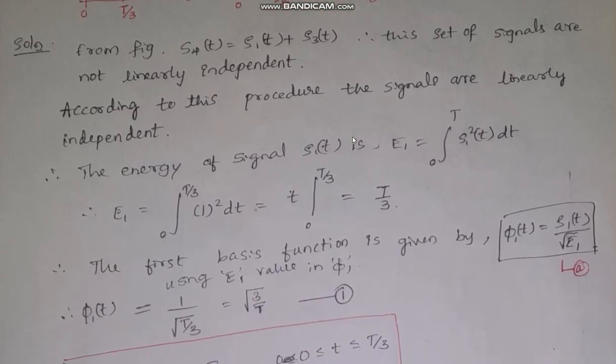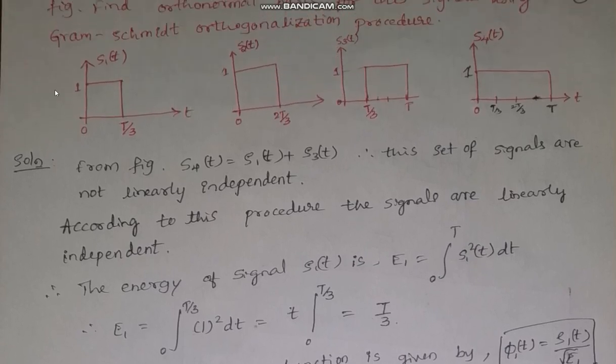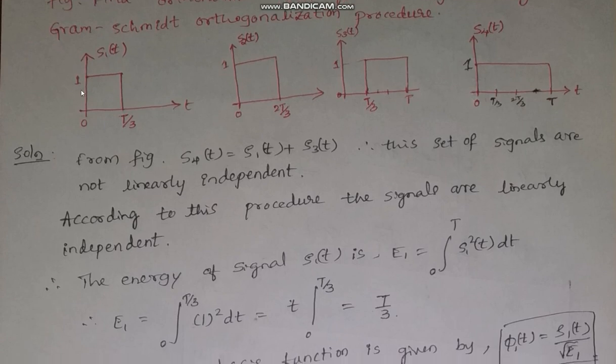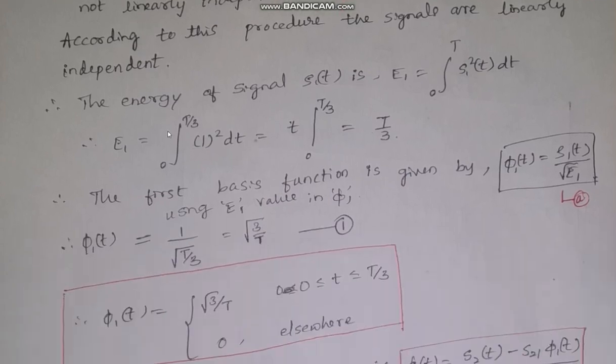So let us start the procedure. As I have already said, the energy of signal S1 of t is calculated first, which is given by this equation. What is the energy? It is integral 0 to T S1 whole square of t dt. S1 amplitude value is, or the strength is 1, and it is spanning not from 0 to T, the duration is only up to 0 to T by 3. If we substitute these values, we will get this, and after integration we will get the value as T by 3.